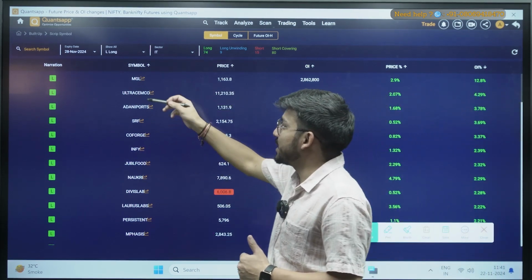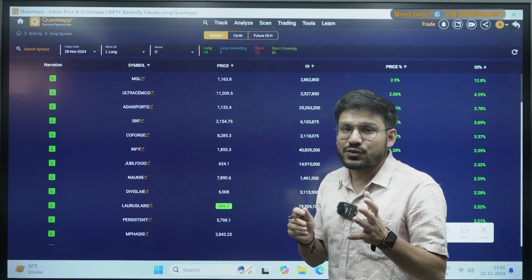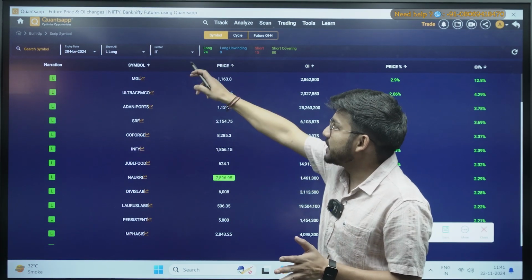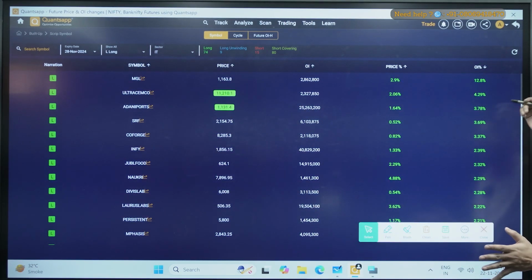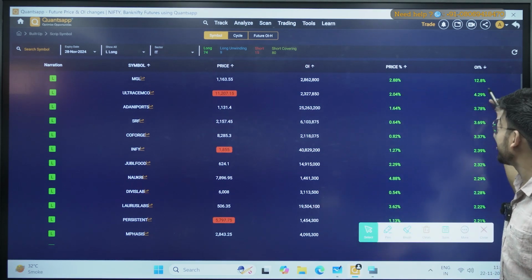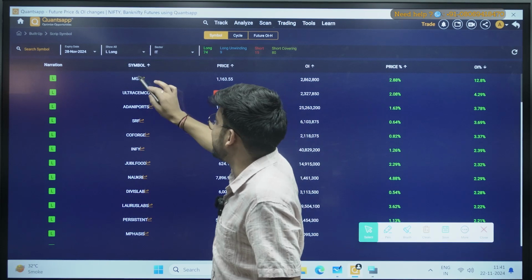I can go and make a trade in this stock, or I can go with Ultratech Cement, right? This is one of the strategies that you have to use whenever you are getting so many stocks in a particular sector. You have to arrange your open interest in descending order, and select the stock in which you are getting the maximum open interest increase. Right now I can see MGL, so I can go and make my trade in MGL as well.